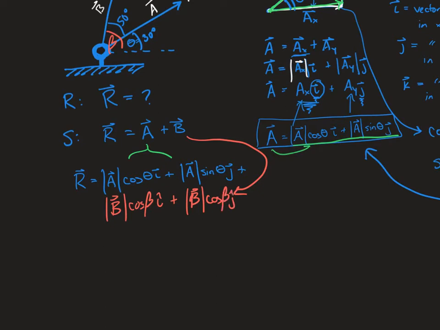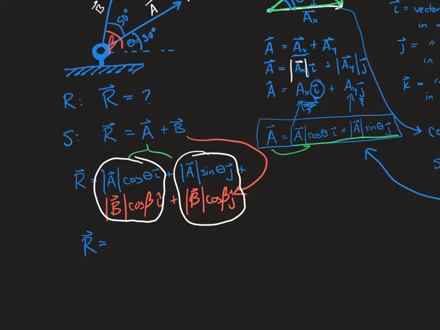The key is what happens when I add all of that up. These two right here both have i's, and these two both have j's. So the j's can be combined, and the i's can be combined. You cannot add i's to j's; they have to remain separate. In order to combine i's and j's, you have to use the Pythagorean Theorem because they're at right angles to each other.